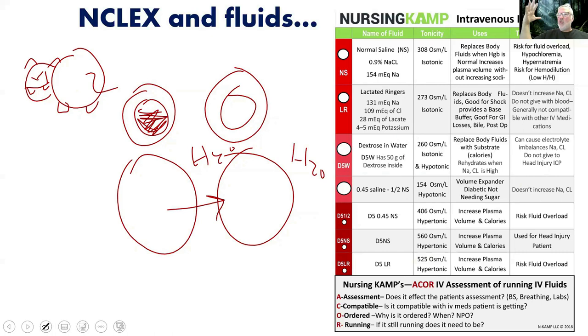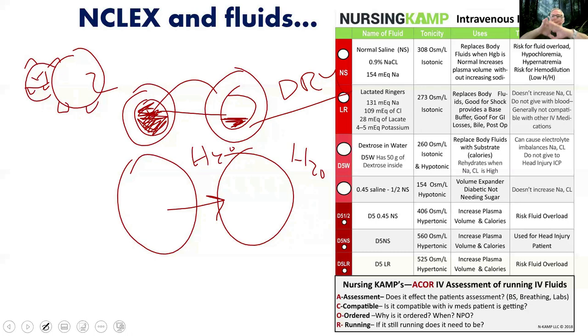So if you have somebody who is euvolemic, and then you give them hypotonic fluid, they become dry. And that's a problem because all the fluid that was in the vascular space has now moved out of the vascular space into the cells. So the cells all start to swell up. They become like big hippos.